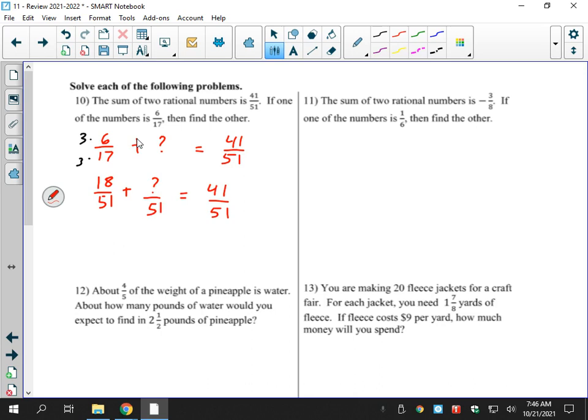Some of us might be able to see what our mystery number is right now from this setup, and if you do, that's great. Write it down, reduce it. That's enough work shown, this setup. If we don't see that, then we want to go through and do the opposite. Take our sum, subtract our other addend to find our missing number. So 41 minus 10 is 31, minus 8 would be 23. So 23 over 51, that can't be reduced, and that's our answer, 23 over 51.